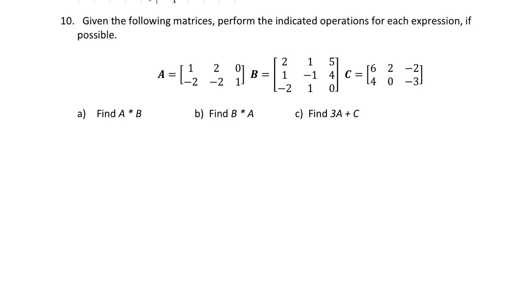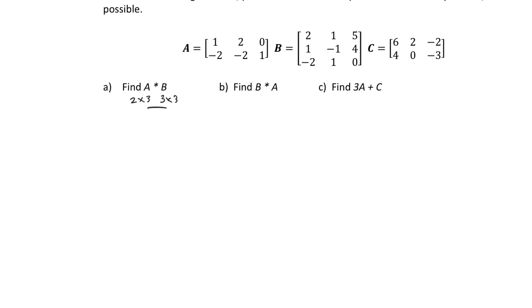Part A, question 10, multiplying matrices. We need to determine the number of columns for matrix A. So matrix A is a 2 by 3. And then the number of rows of matrix B. Matrix B is a 3 by 3. So because these two inside numbers match, then we can perform the multiplication.